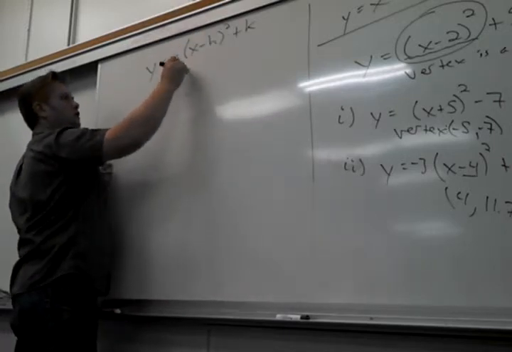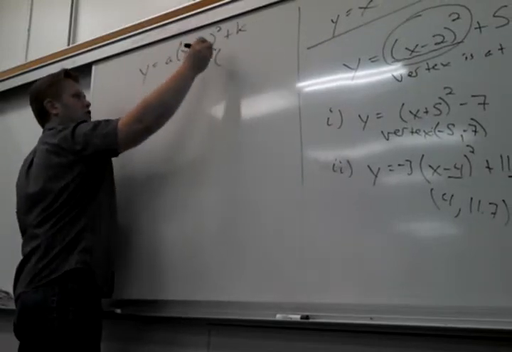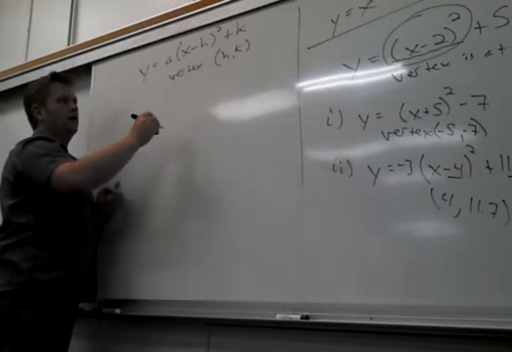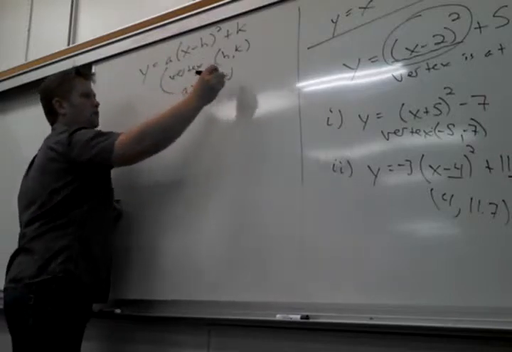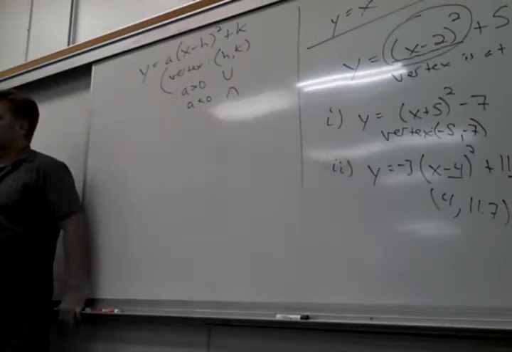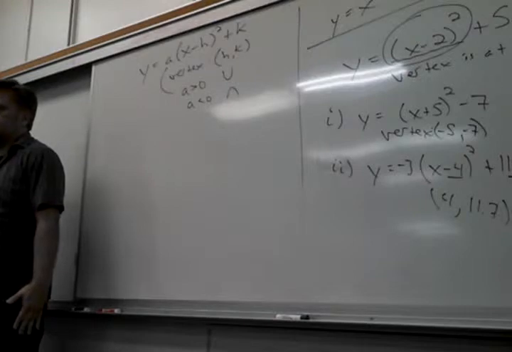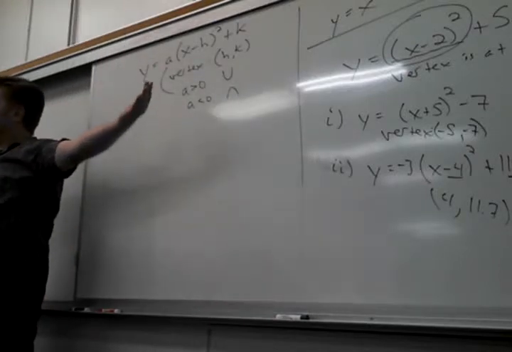So here, the vertex would be at H, K. And all A tells you is, if A is greater than 0, it opens up. If A is less than 0, it opens down. And the bigger the number, the skinnier it gets. So if I had a 1/3 out there, it'd actually get fat.